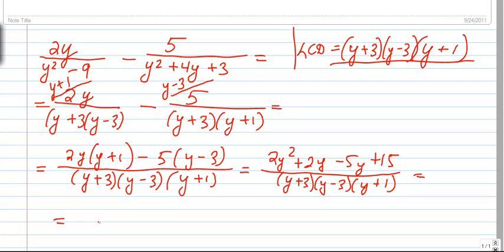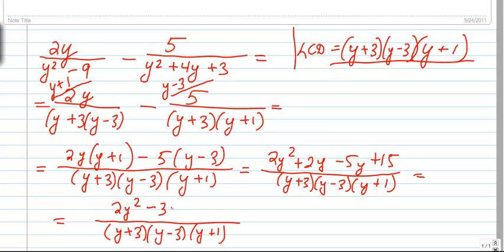And now the only thing that is left to do is to collect like terms in the numerator. And when we collect, 2y squared stays. 2y minus 5y gives us minus 3y and plus 15. And we have a trinomial here. But unfortunately, this trinomial we will not be able to factor out. That's why this is our final answer. You can try to factor out, but you will not succeed. So that's our final answer.